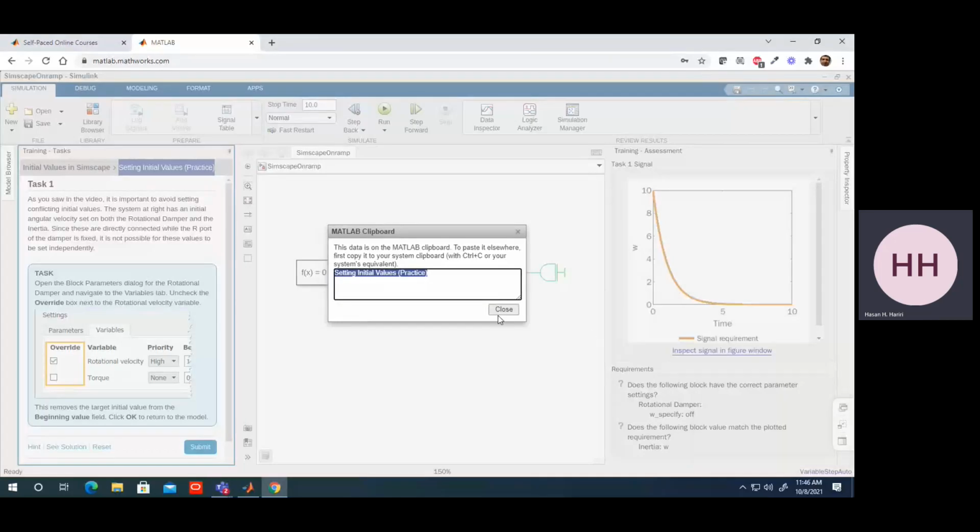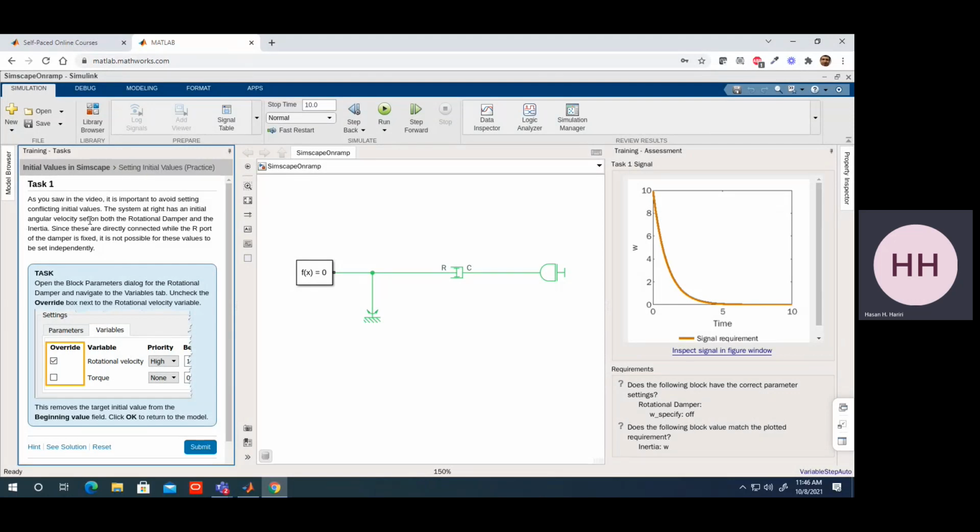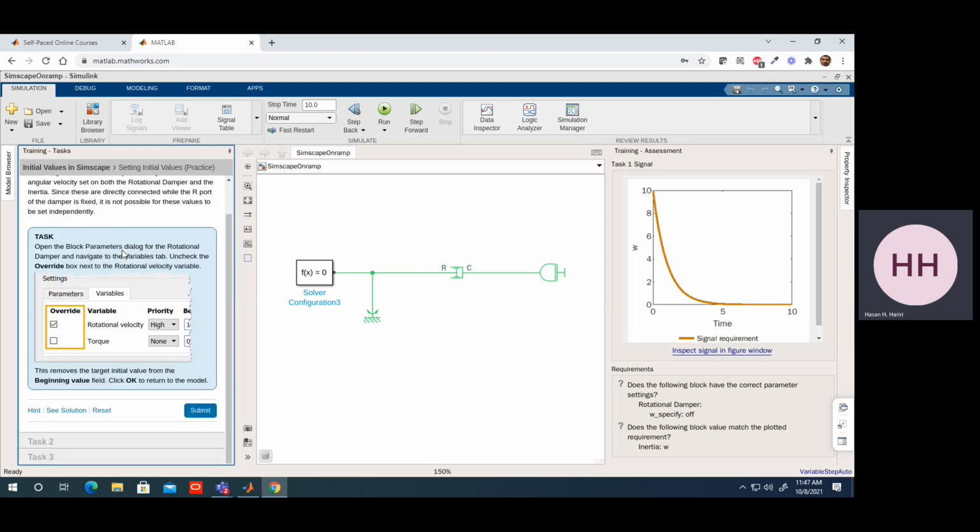Hi students. So now we'll go over setting initial values in practice. As you saw in the previous video, it's important to avoid setting conflicting initial values. The system at right has an initial angular velocity set on both the rotational damper and the inertia. Since these are directly connected while the R port of the damper is fixed, it's not possible for these values to be set independently. This is clear.